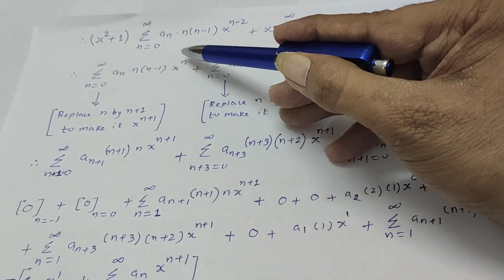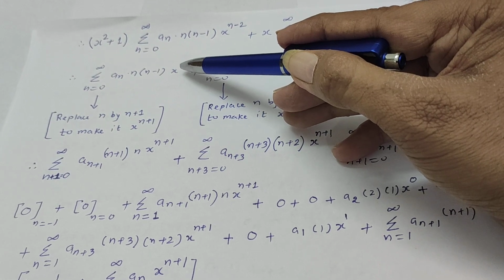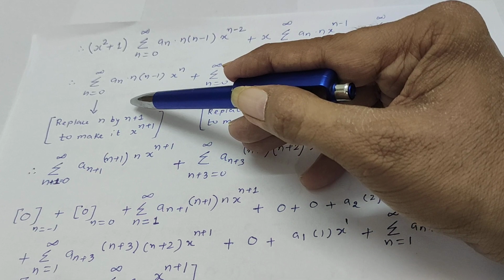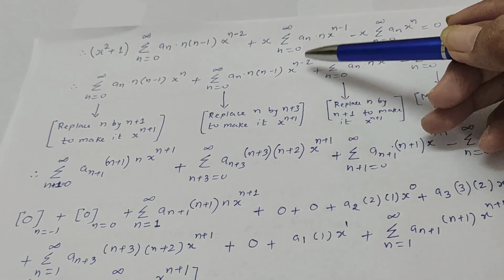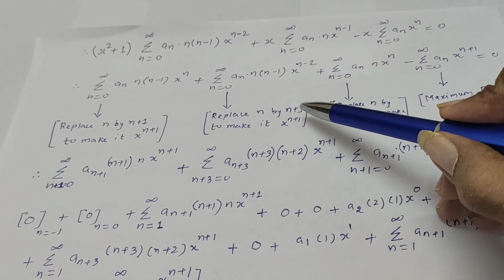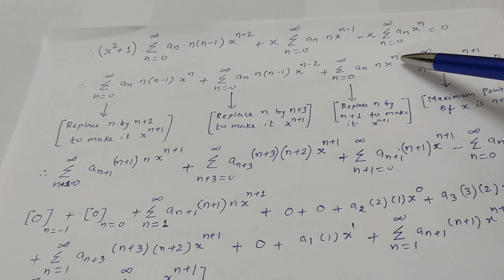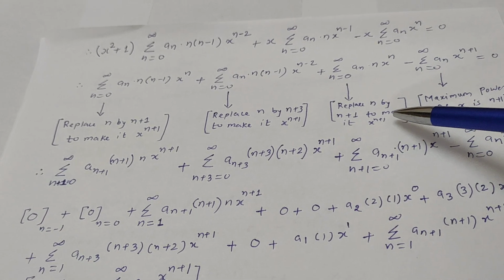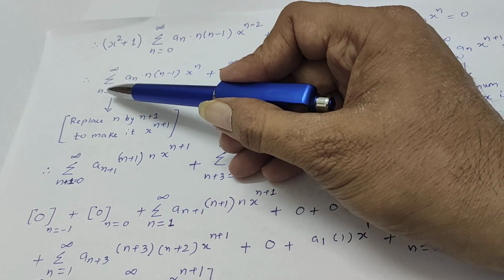To convert this x raised to n into x raised to n plus 1, what we have to do, we have to replace n by n plus 1. Similarly, over here, to make x raised to n minus 2 into x raised to n plus 1, we have to replace n by n plus 3. And again over here, we have to replace n by n plus 1 to make it x raised to n plus 1.